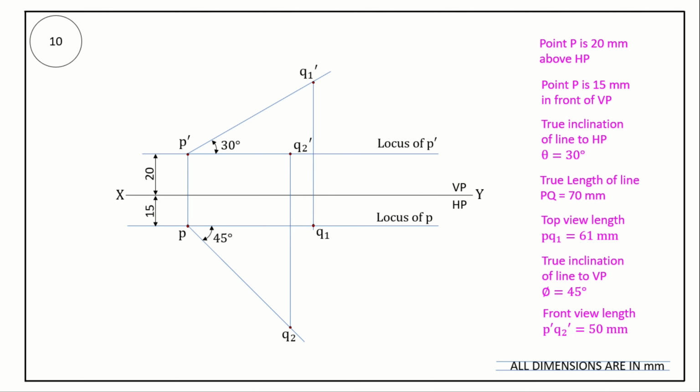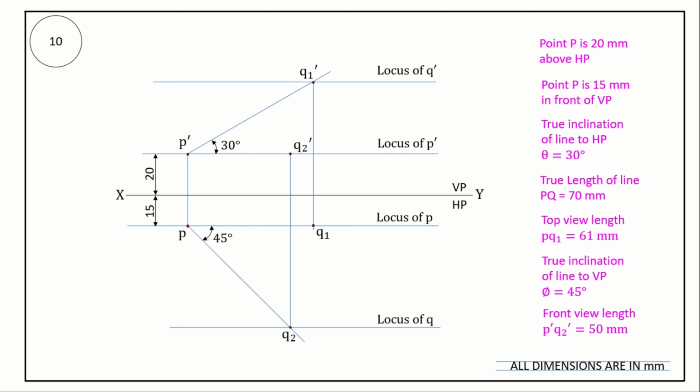So here using the true length of the line PQ equal to 70 mm and true inclination of line to VP phi equal to 45 degrees, we have found the front view length equal to 50 mm. Now from the point Q1 dash draw a line parallel to XY. This line is locus of q dash. Similarly, from the point Q2, draw a line parallel to XY, this line is locus of q.